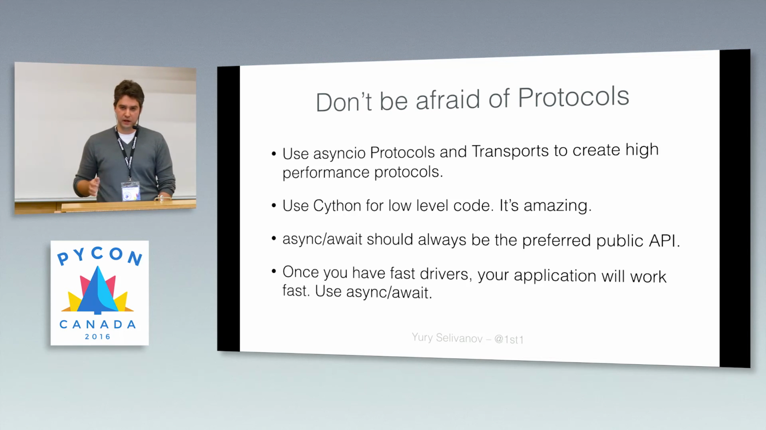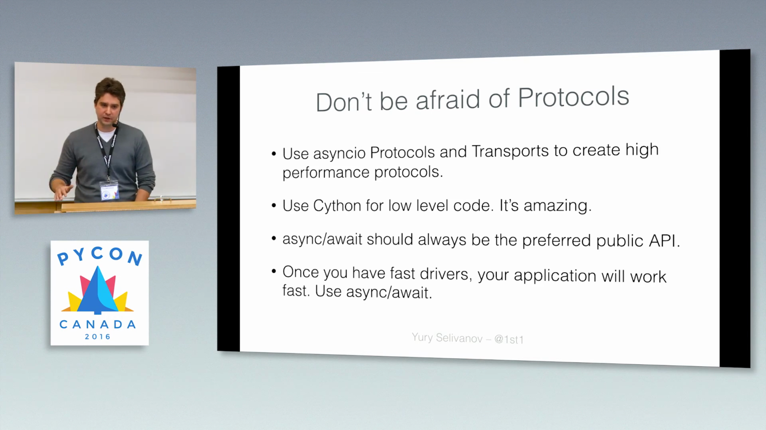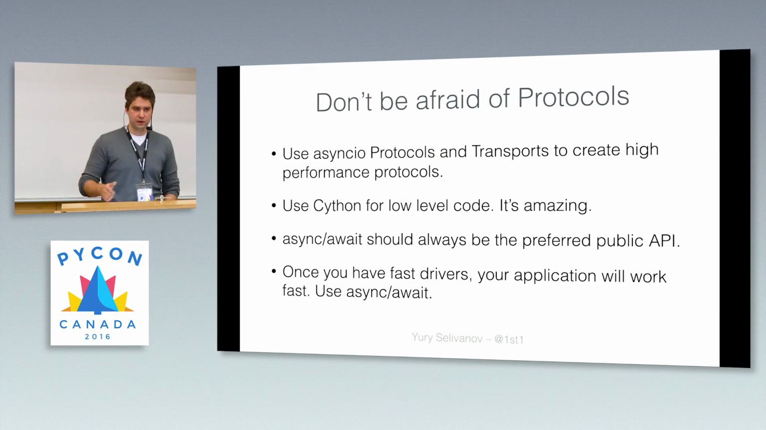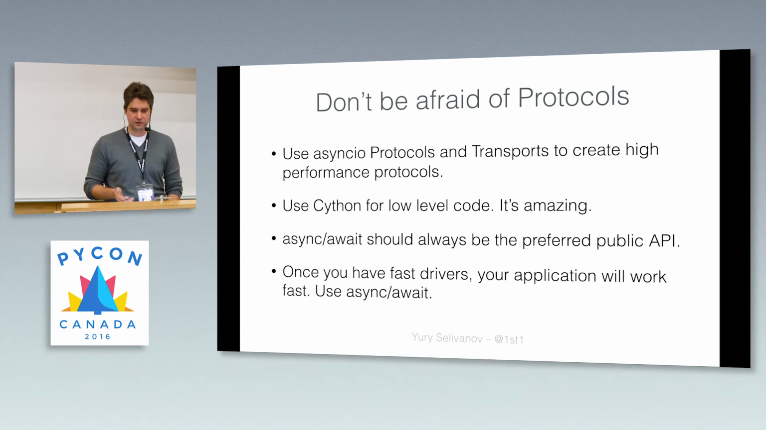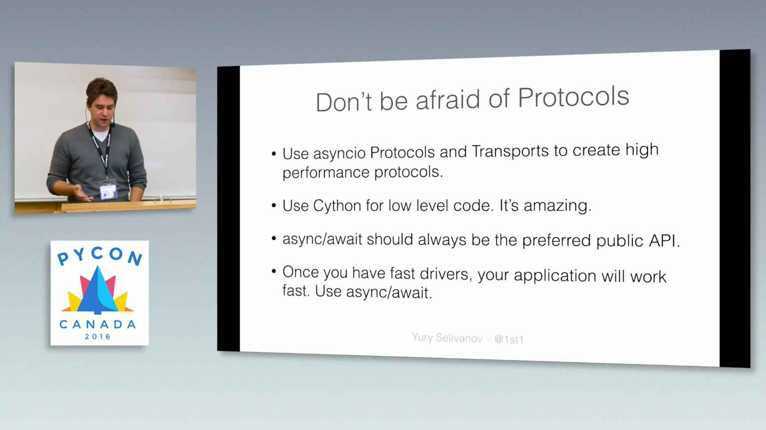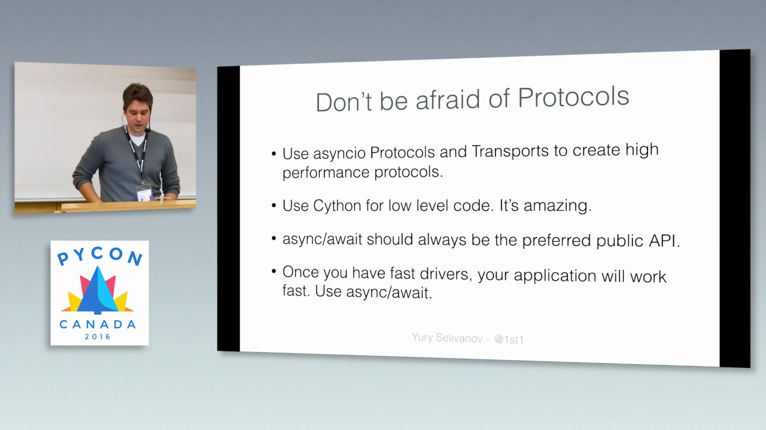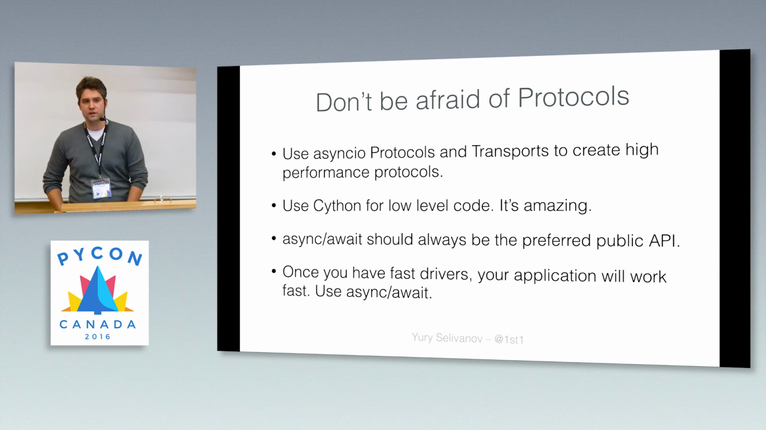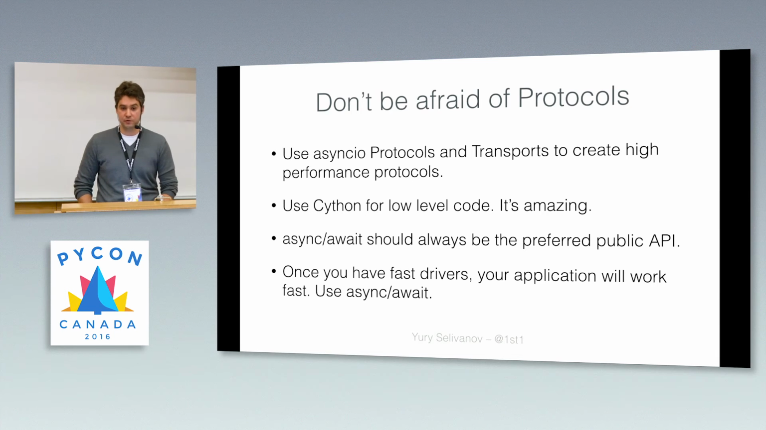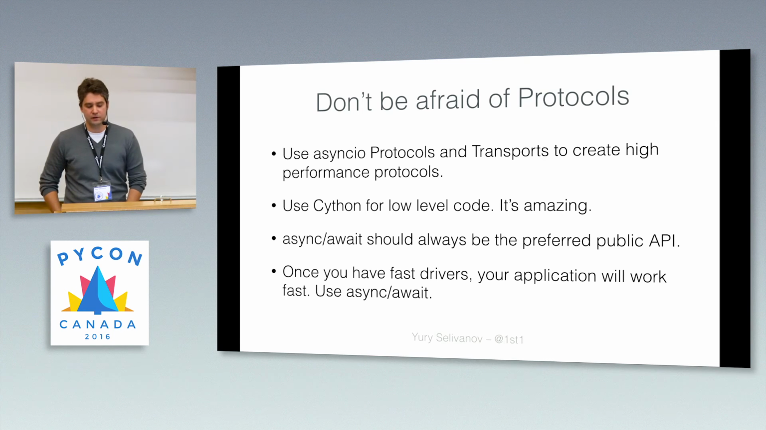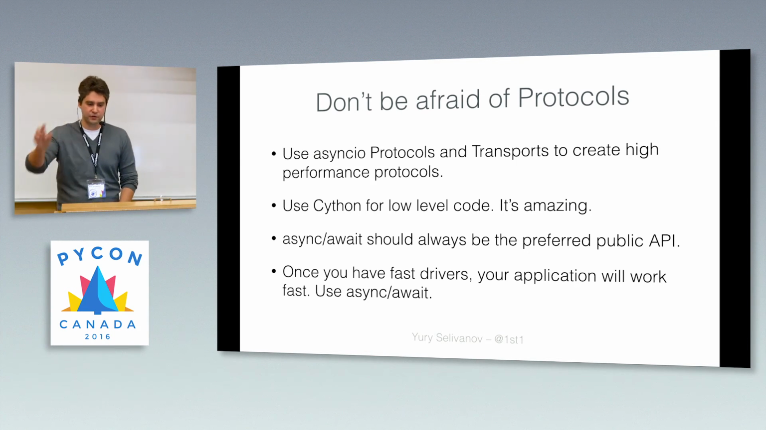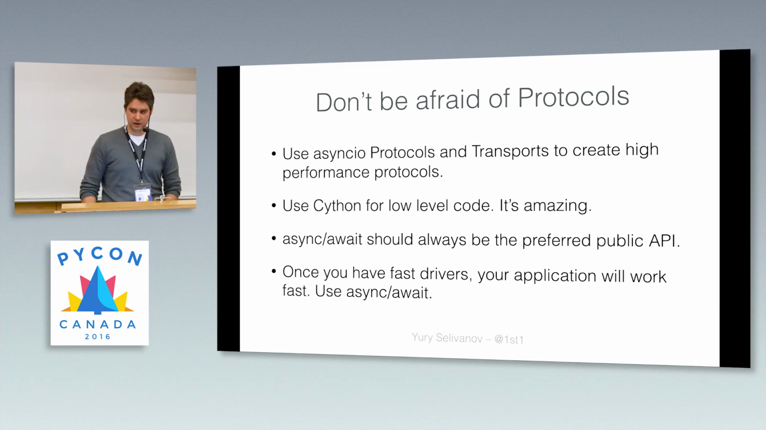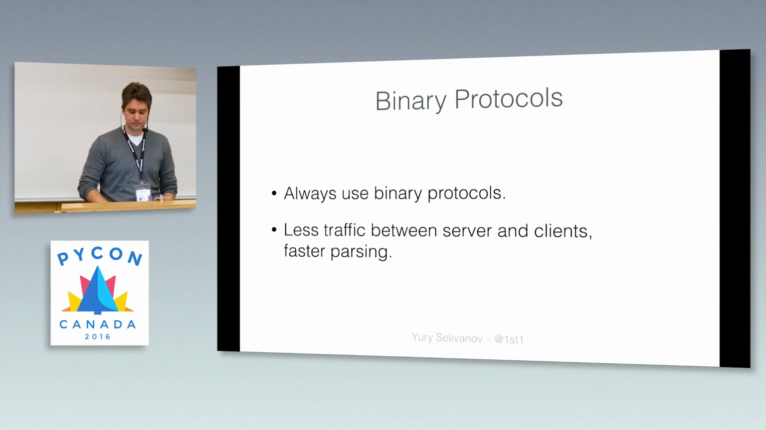Async await should always be the preferred API in your library. Never expose callbacks, because nobody will use them, and it will just create an extra level of confusion. Async await should be the way to go. And the idea is that once you have fast drivers and fast libraries, your async await code will be fast. Like if you have a fast memcache driver, if you have a fast database driver, then you can actually optimize for the fast path in your application. And it's going to be fast.